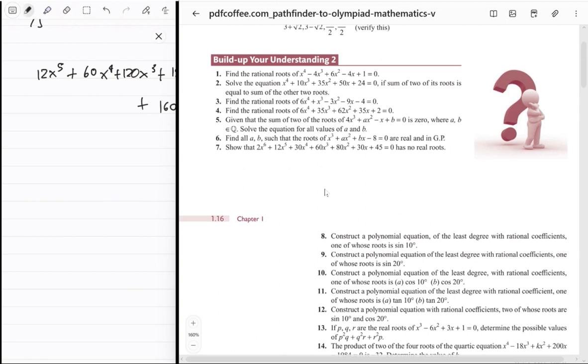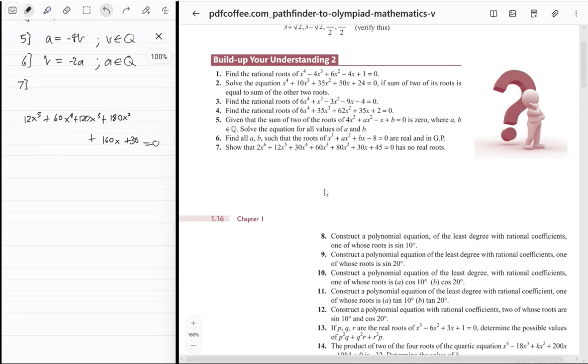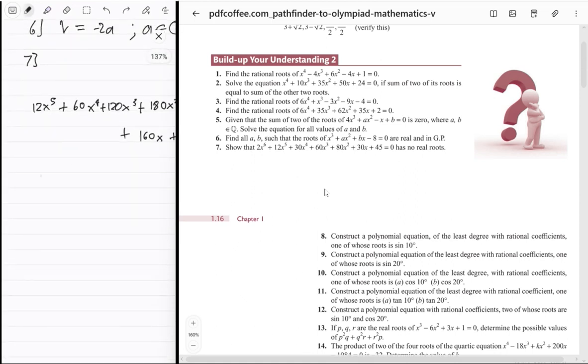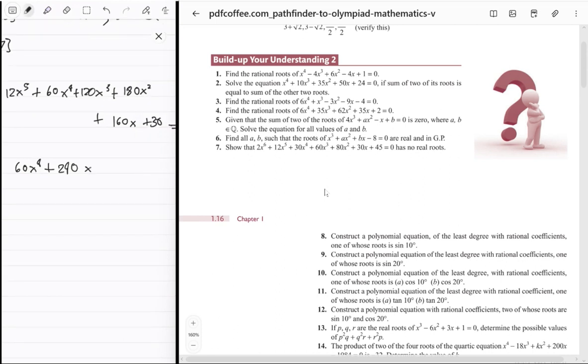What if this equation has only one real root? That would make it a lot easier for us to figure out the minimum, right? So take another derivative. Who knows? It's like 60x^4 plus 240x^3 plus.